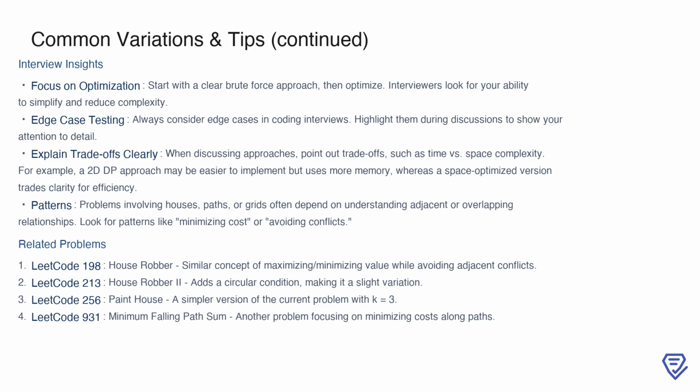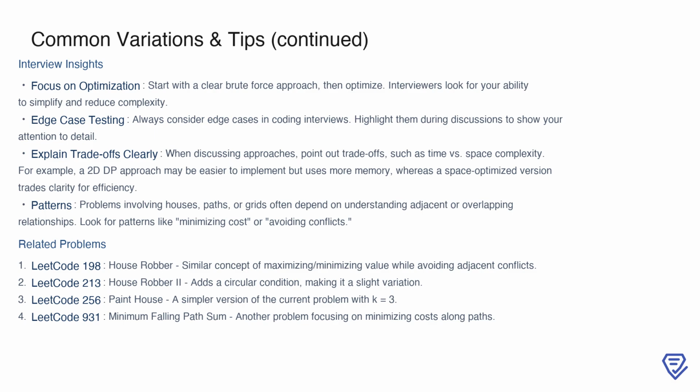When explaining your approaches, it's important to highlight trade-offs. For example, you might mention that a 2D dynamic programming solution is easier to implement but consumes more memory, whereas a space-optimized approach trades readability for efficiency. Being able to clearly articulate these trade-offs is a skill interviewers greatly appreciate. Additionally, recognize patterns across related problems. Many problems involving houses, paths, or grids share similar characteristics, like minimizing costs or avoiding conflicts. Identifying these patterns can help you structure your approach more effectively.